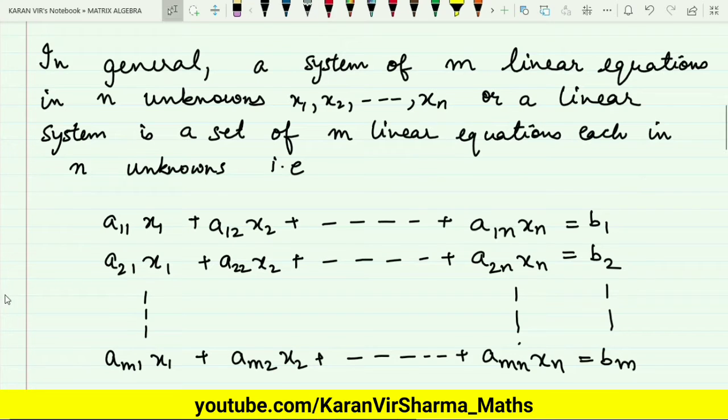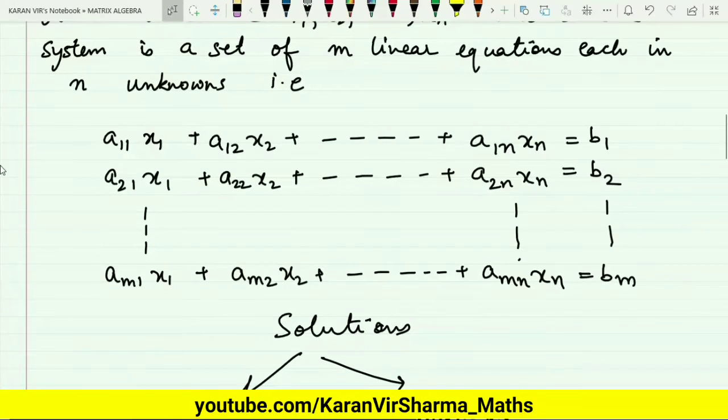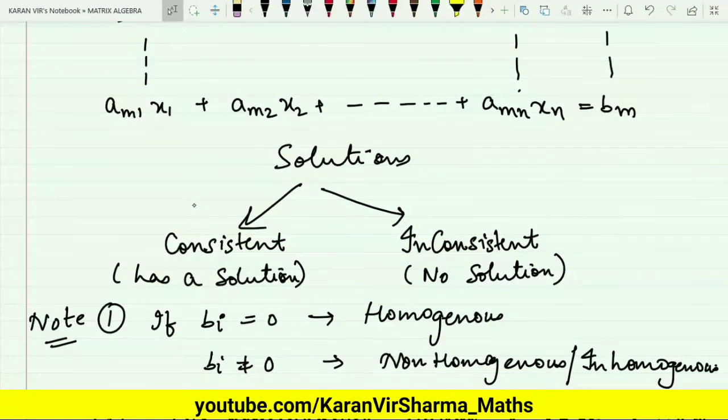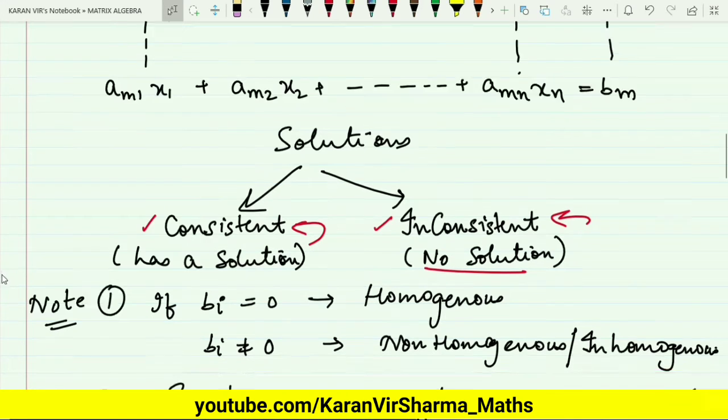Now let us discuss, if we have this system, what are the categories of solution in this. I have broadly classified the solution in two categories. One is consistent and the other is inconsistent. If this system has a solution, then it will be called consistent, and if this system of linear equations has no solution, then we call it inconsistent.